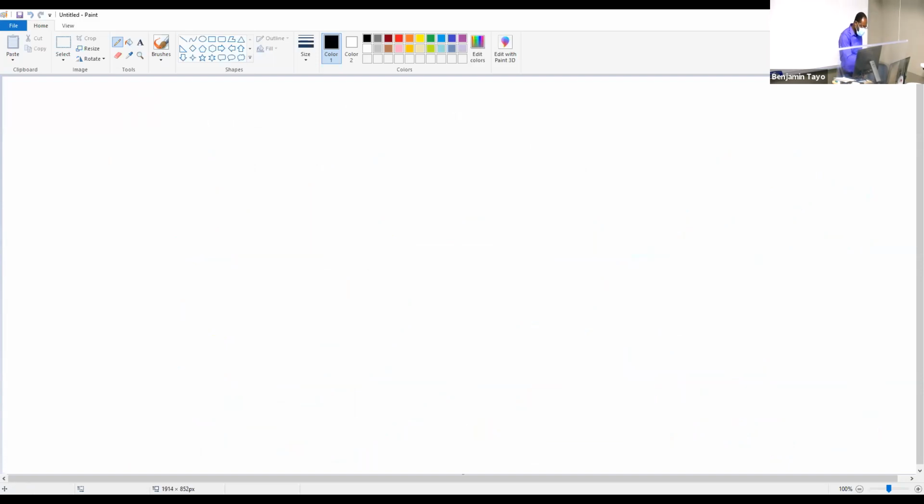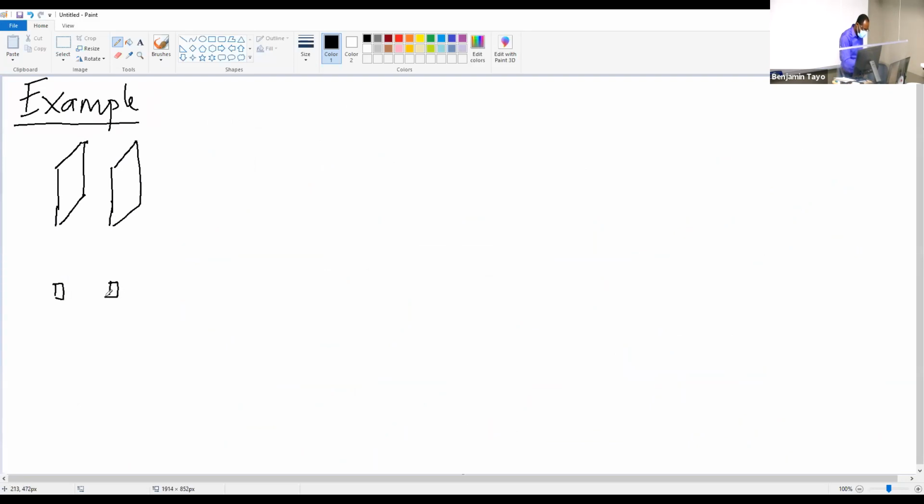So this is an example. I'm going to solve one example. And in this example, we have something that looks like this. We have two plates, and this is connected to a body, plus, minus.